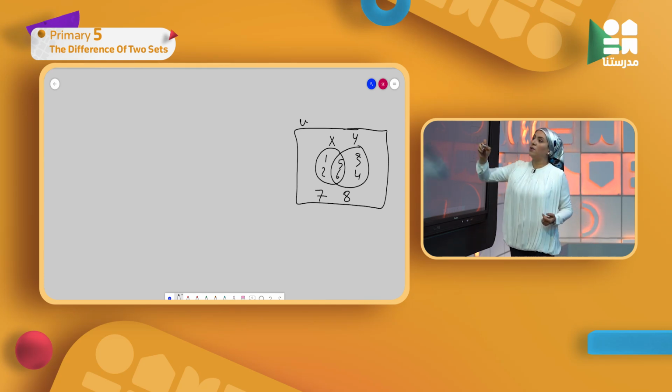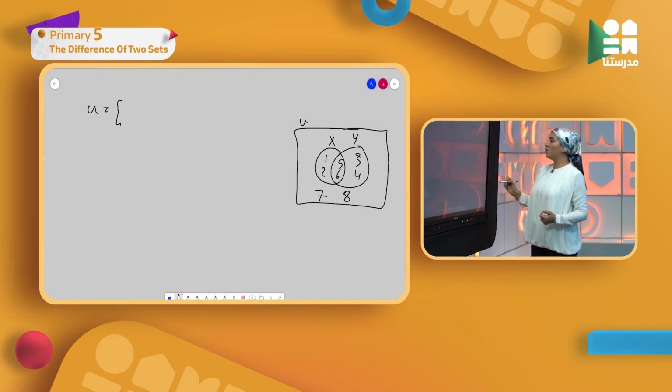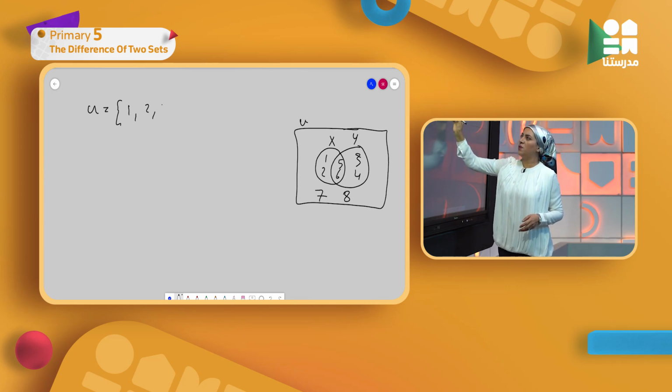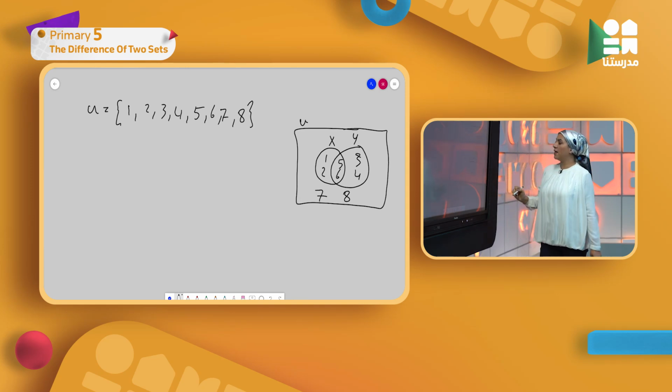So if I ask you what is your universal set here, then the answer will be all the elements inside the set U. So it will be elements in set X, elements in set Y, and any other flying elements around. So it will be 1, 2, 3, 4, 5, 6, 7, and 8. Okay, type X union Y.